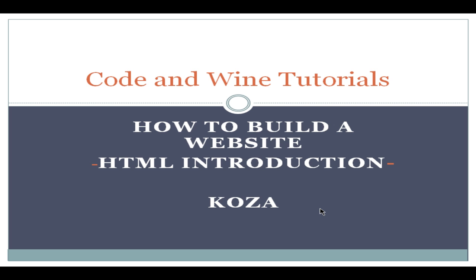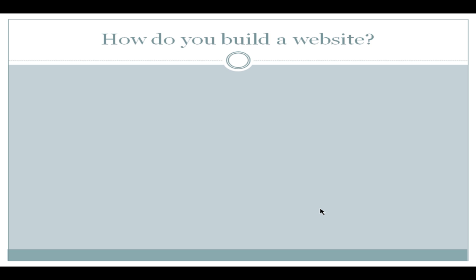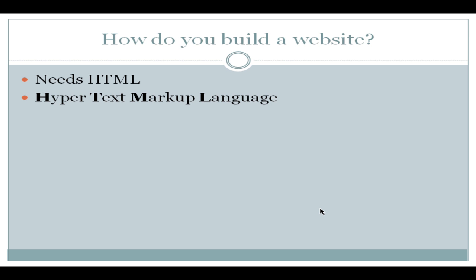So this is your HTML introduction. How do you build a website? Well, a website understands coding, and it understands its coding that's called HTML. So it needs HTML. But first of all, what does HTML stand for? Well, HTML stands for Hypertext Markup Language. So that means that HTML is a markup language.